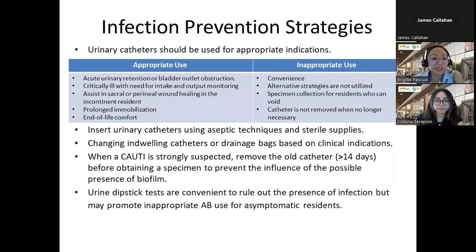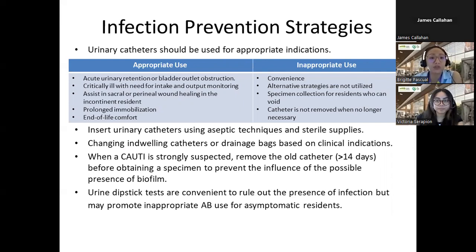Infection prevention strategies: urinary catheters should only be used for appropriate indications, and the table below outlines the appropriate and inappropriate use of urinary catheters. It is also important to remember that a urinary catheter should be inserted using aseptic technique and using sterile supplies. Changing indwelling catheters or drainage bags at routine intervals is not recommended and should only be changed based on clinical indications, for example, if a resident has an infection, obstruction, or when the closed system is compromised.